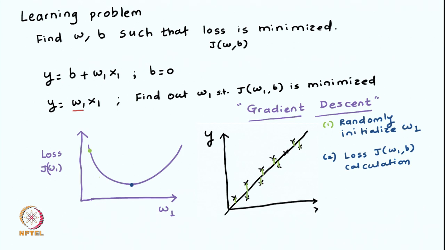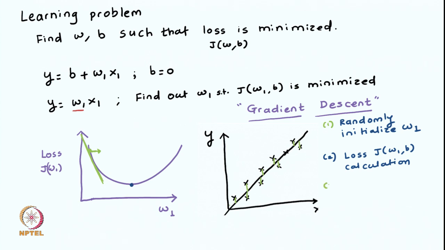So let's say this is a slope at this point. So this is a tangent to this point. So we can calculate the slope of this tangent, and we get the direction of the slope. So we will move in the direction that is opposite to the slope. So the slope is negative here, so we will move in the negative direction. So we have to move in this direction.